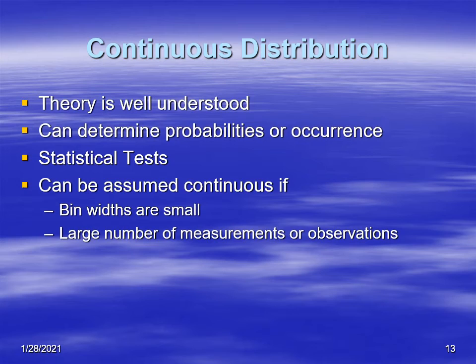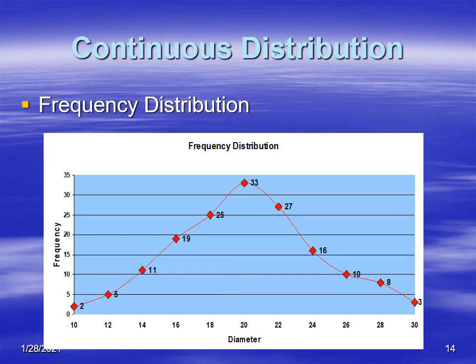Also, it helps us with statistical tests, and we can assume a distribution is continuous if the bin sizes are very, very small and if we have a large number of measurements. Here's an example of a continuous distribution where we took the drop sizes and got rid of the bins and connected the dots.